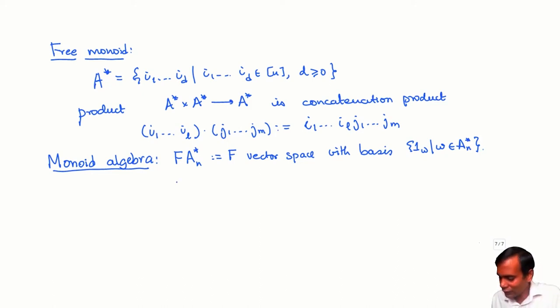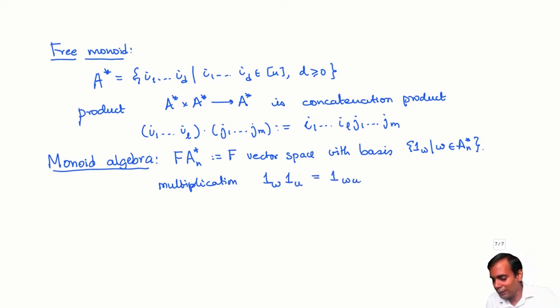Addition is just the vector space addition. And multiplication is defined by bilinearly extending. If you have 1 sub w and you want to multiply it by 1 sub u, then it's just going to be 1 sub wu. This defines a function on basis elements, and so you can extend it to a bilinear map from F A_n star cross F A_n star to F A_n star.